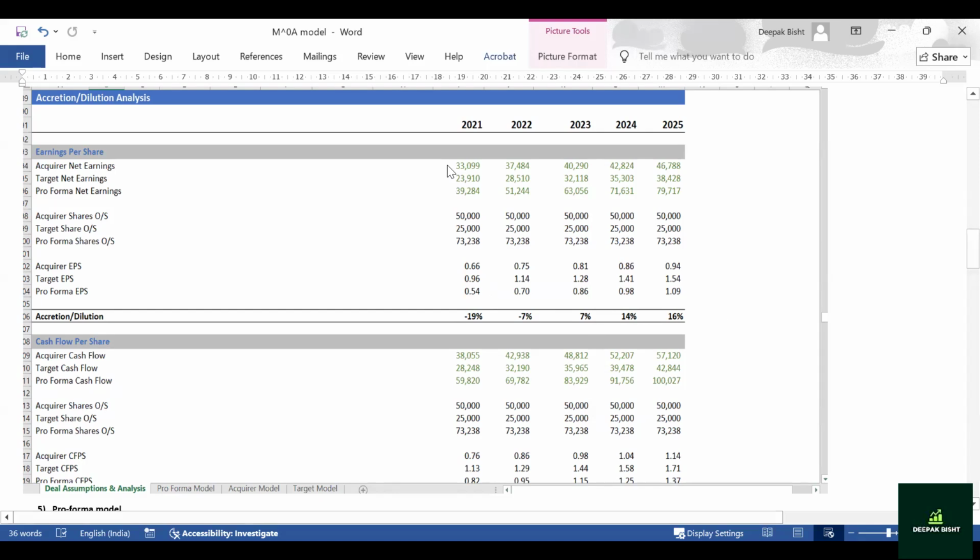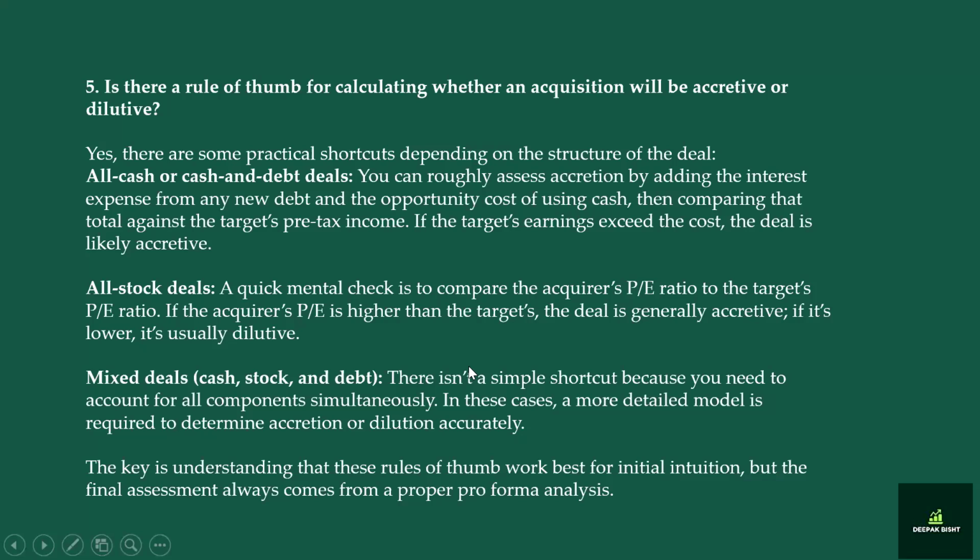All right, let's move to question number 5 now. Is there a rule of thumb for calculating whether an acquisition will be accretive or dilutive? Yes, we have discussed it, and there is a rule, but you have to be very careful with the model before you answer these kinds of questions.